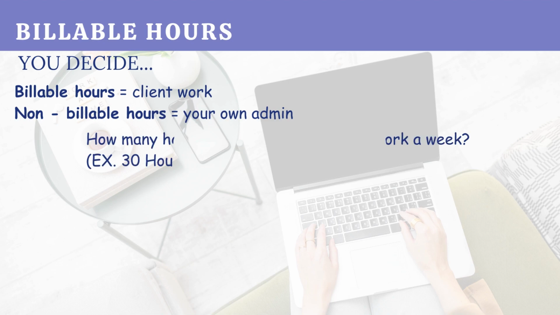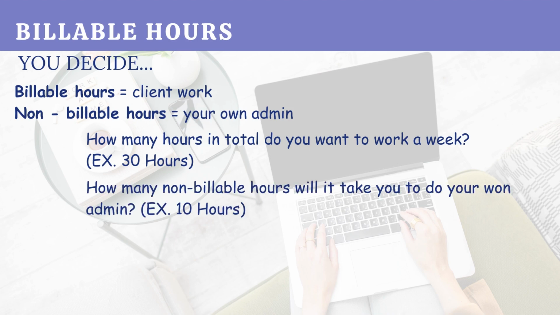So when we calculate your hourly rate, we want to factor in how many billable hours you'll need to work to make enough income. First of all, you need to ask yourself how many total hours you have available to work a week in your business. For example, you could say you have 30 hours available a week. And then you need to ask yourself how many non-billable hours it will take you to do your own admin each week. For example, you have 10 hours.